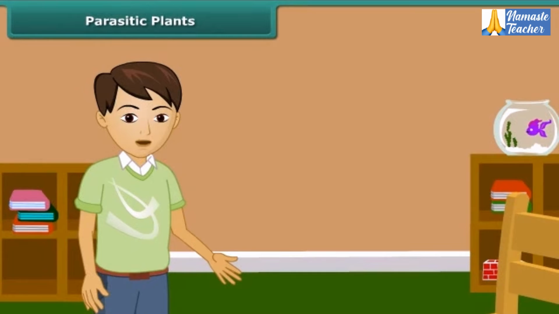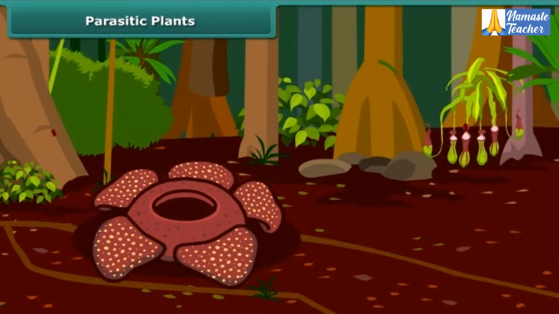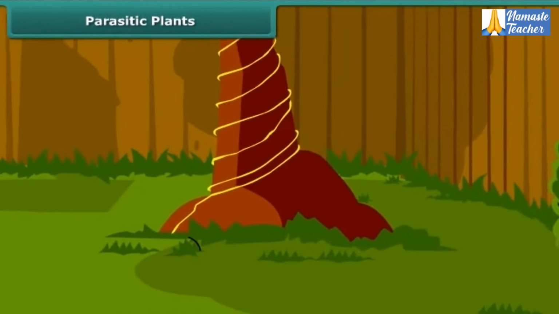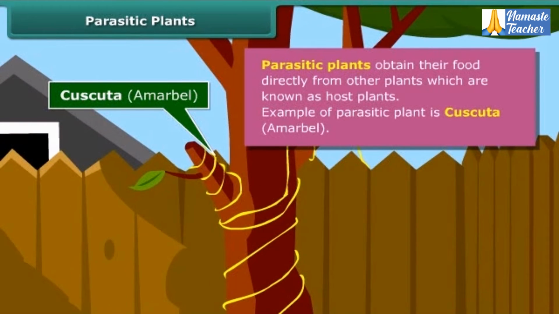Let's start with parasitic plants. The plants which obtain their food directly from other plants are known as parasitic plants, and those plants from which they obtain food are known as host. You might have seen Kaskata, Amarbale, nearby you, which is an example of a parasitic plant. It coils around the stem and branches as a yellow, tubular structure. You'll be surprised to know that it does not contain chlorophyll, so it takes ready-made food from the plant on which it is climbing. The plant on which it climbs is called a host.